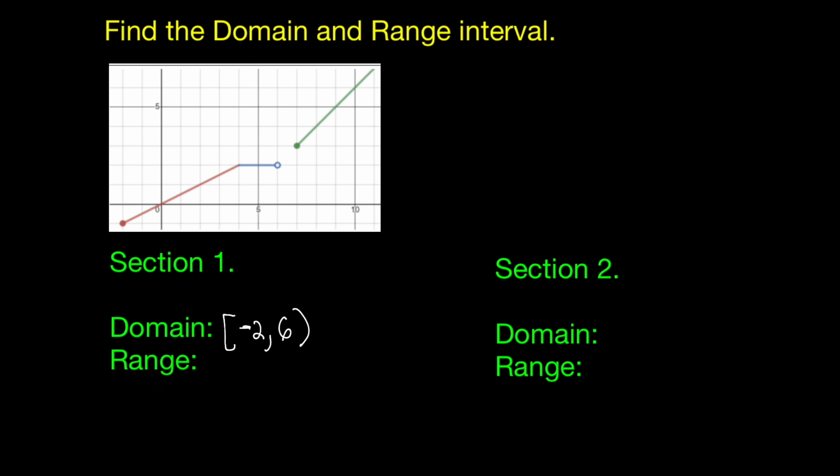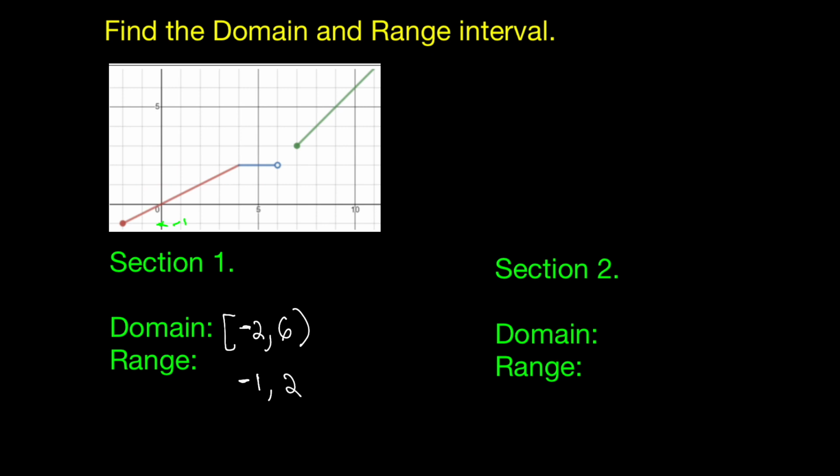For the range, now we want to think about looking bottom to top. So on the bottom, I can see that the y value, or my limit on the bottom, is going to be at -1. So I'm going to put -1, and then we're going to go all the way up to +2.